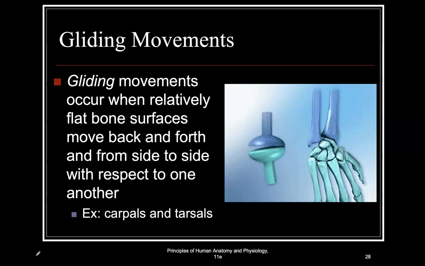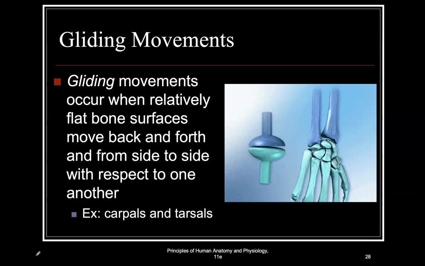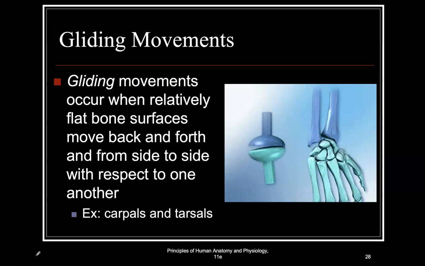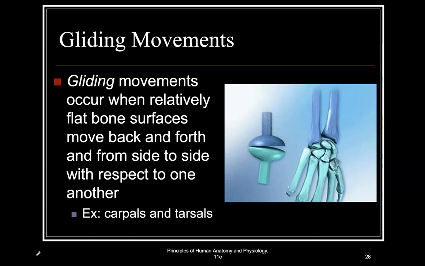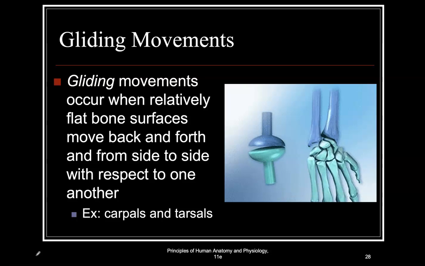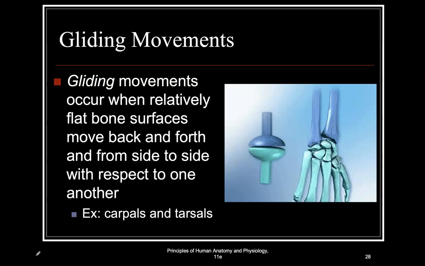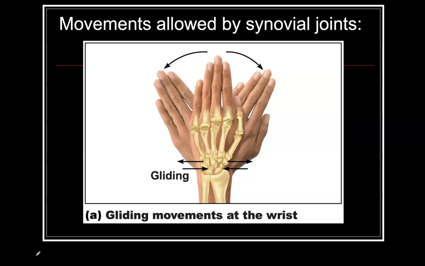So this is really common in your carpals and your tarsals. Okay, you'll get the sliding movement or gliding movement. Sliding is a good way to describe the gliding movements. And so again, here you can see this gliding movement in the wrist. You'll see the gliding movement as well in the ankles.